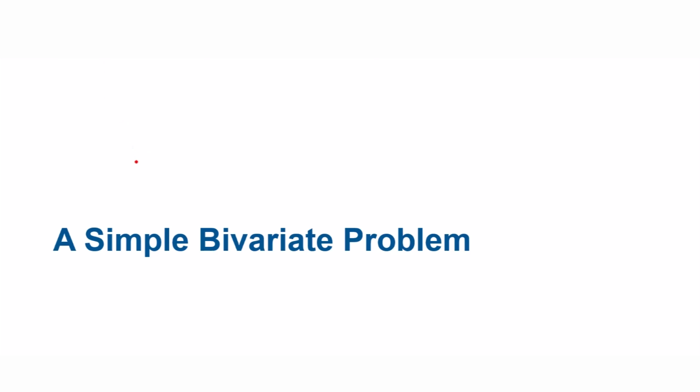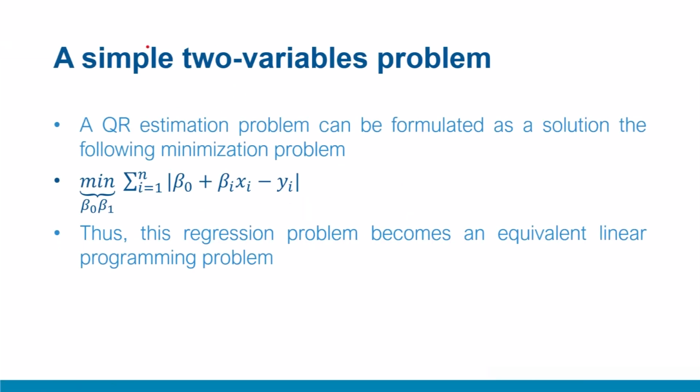In this video, we'll see how to optimize our quantile regression problem in the form of a linear programming problem, using a simple bivariate expression. Think of a simple two-variable problem as y equal to beta naught plus beta 1 x1. This kind of problem, when estimated in the form of quantile regression, can be put as a solution to the following minimization problem.